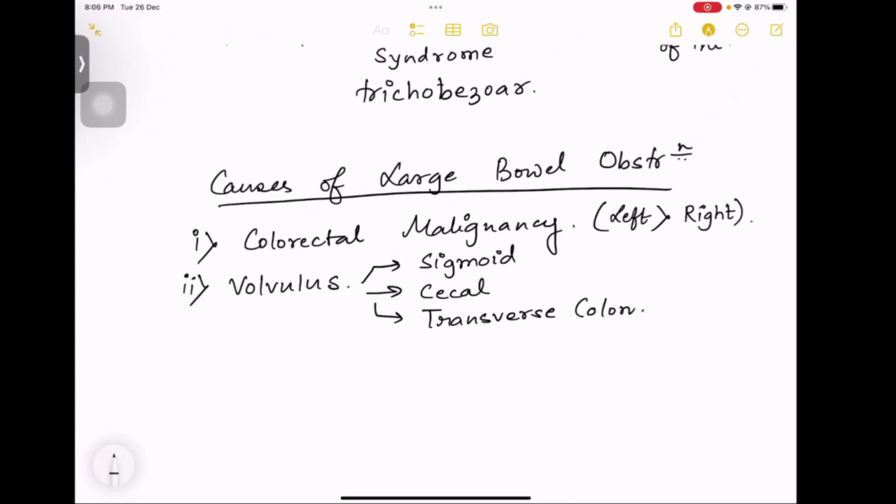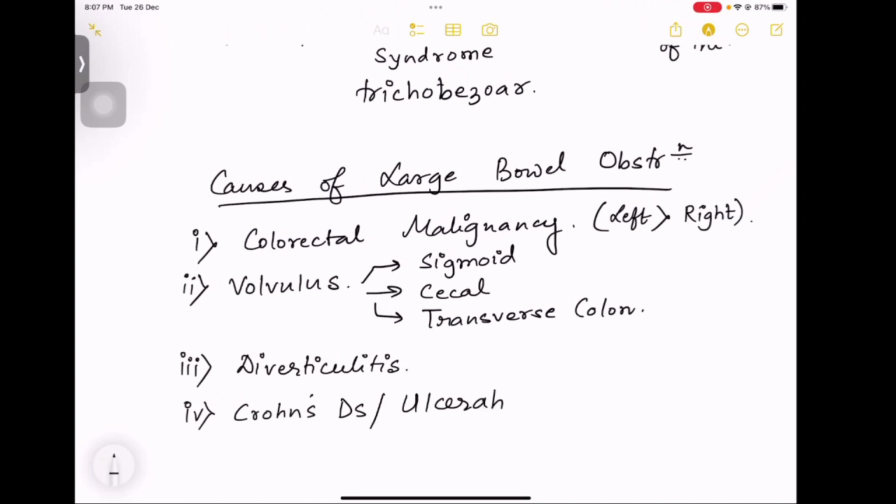Now, let us move on to the causes of large bowel obstruction. First, there can be colorectal malignancy. So, whatever is the part of the large bowel, there has been a malignancy in that. And usually the left bowel is more prone to malignancy than the right bowel. Second can be volvulus. There are 3 types of volvulus. The most common is the sigmoid, followed by cecal, and then is the transverse colon.